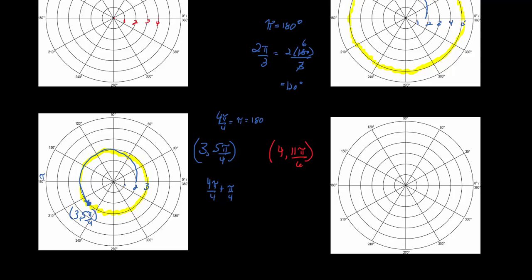So this value here, I'll just do it in green. This value here from here to here is going to be a value of pi over 4, and this value here is 4 pi over 4. So from the polar axis to pi, 4 pi over 4, then you add another pi over 4. That's how I do it.